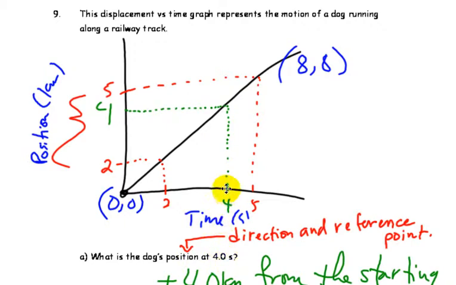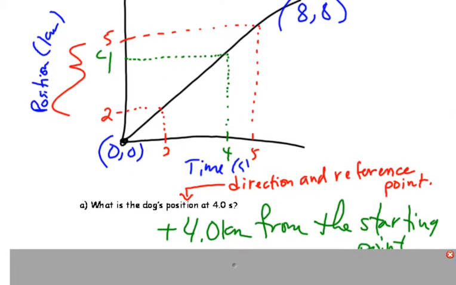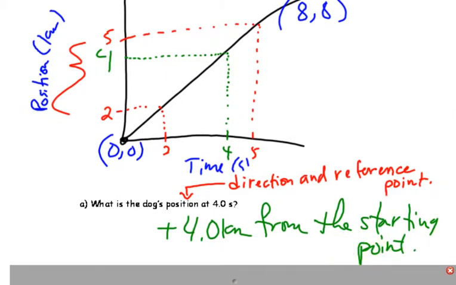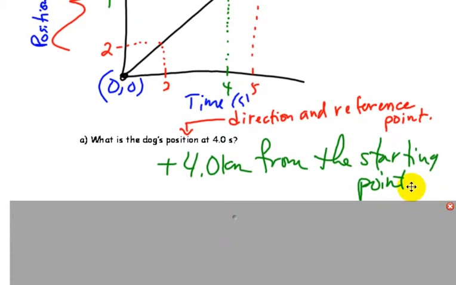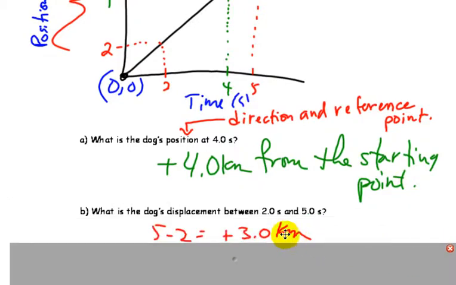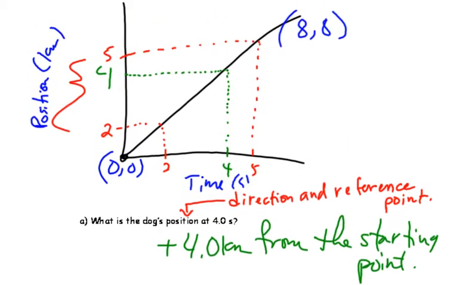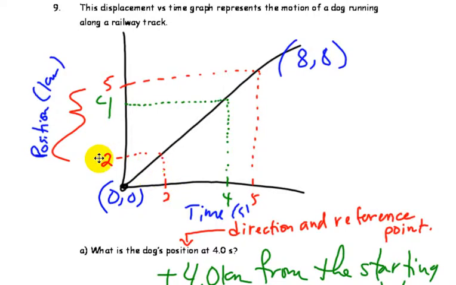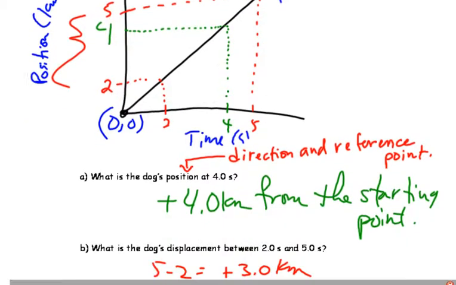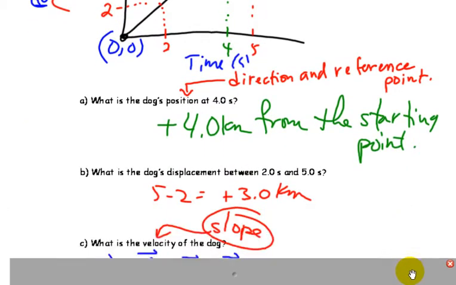So at 4 seconds, 4 kilometers. Now it's a very unrealistic case because this is kilometers and seconds, so it's a very quick dog, I guess. So 4 kilometers from the starting point after 4 seconds. Very quick dog. What is the dog's displacement in between 2 and 5 seconds? At 2 seconds, the dog had gone 2, at 5 seconds, 5. So the difference, 5 minus 2, is a displacement of plus 3 kilometers.